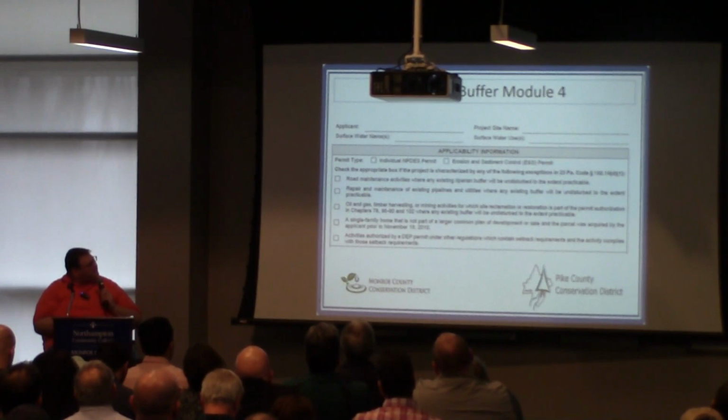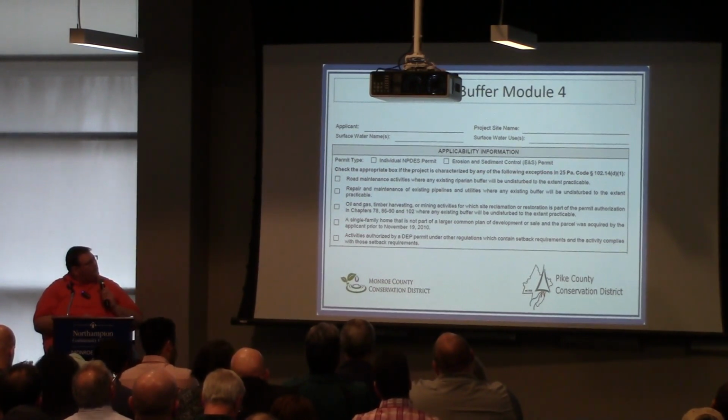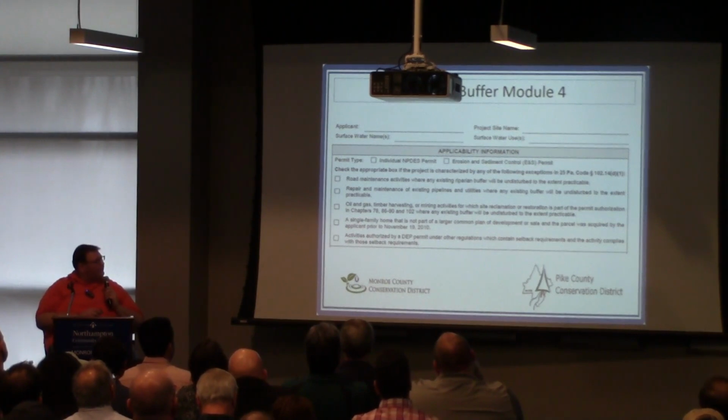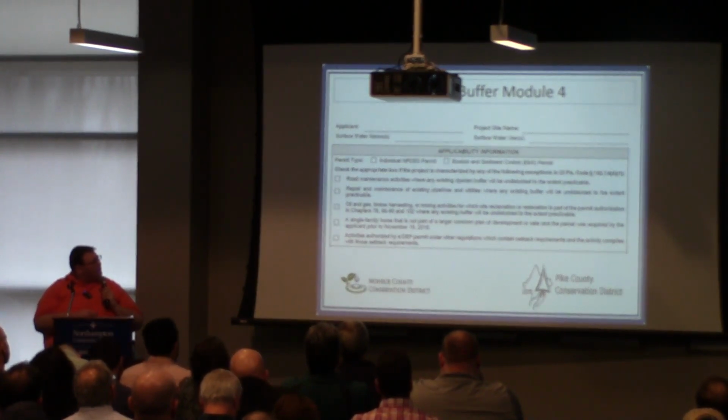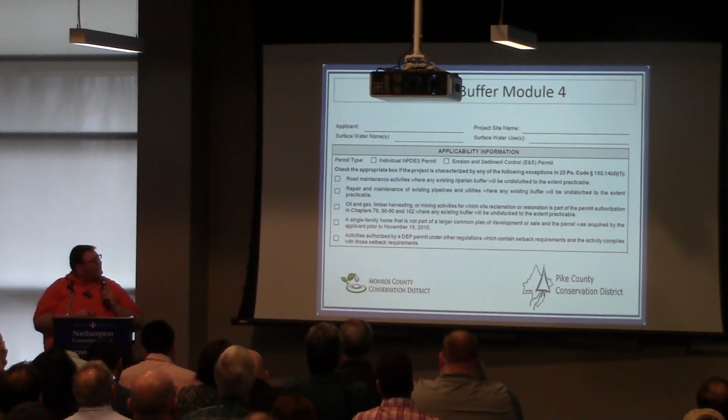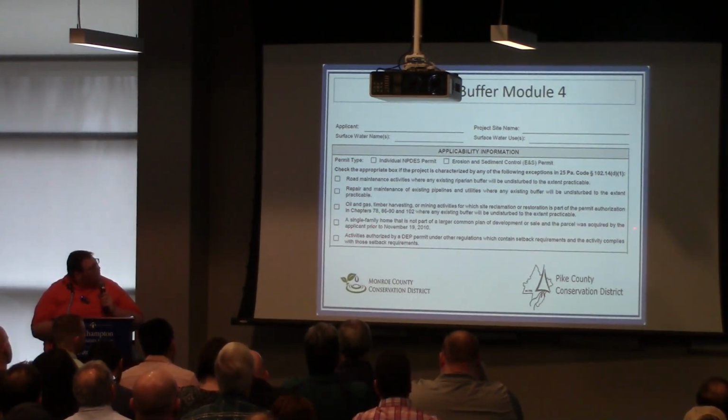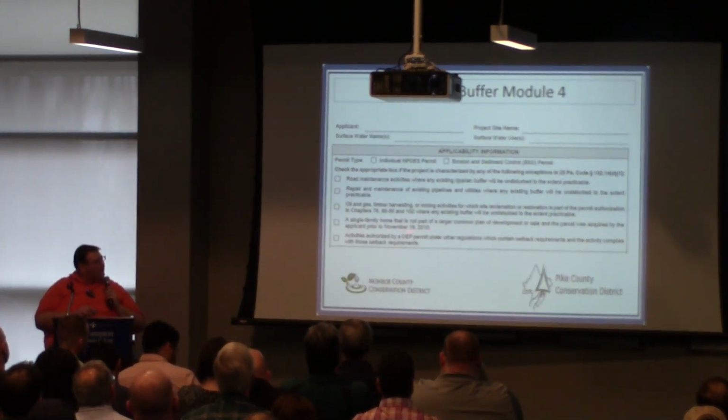So they go through and list all of the exemptions from 102.14, whether it be road maintenance, repair of existing pipelines and utilities, oil and gas, timber harvesting, yada, yada, yada. Single-family home that is not part of a larger common plan of development and was acquired by the applicant prior to November 19th, 2010. That date's important.